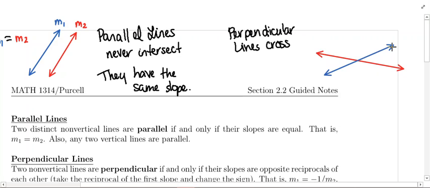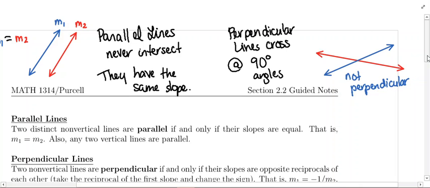Okay, so these are two different lines and they intersect. But these guys are not perpendicular. So I'm going to write this down. Not perpendicular. So we need to be more specific here. When these guys intersect, they have to intersect at 90-degree angles.